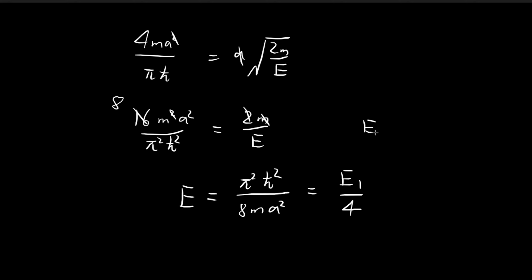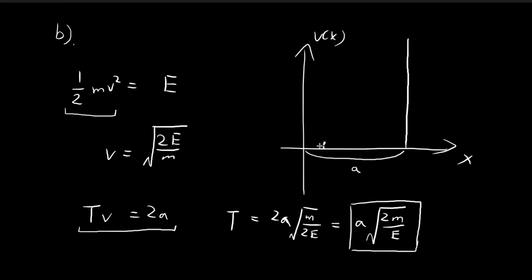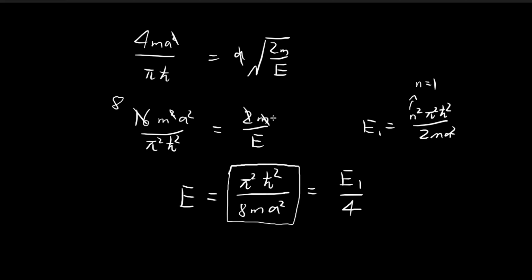The first energy level is what you get when you substitute in 1 for n in this formula. Then you just divide it by 4, and you will get this result. So what this is saying is that in order for the quantum revival time to be equal to the classical revival time, the particle in the classical scenario should have such an energy level if the two revival times are to be the same.